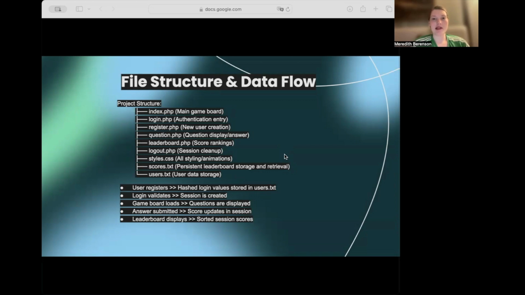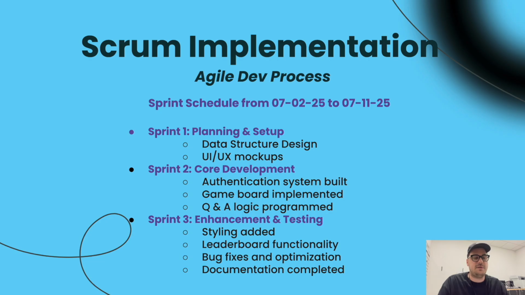The leaderboard is handled in leaderboard.php. This page reads all user scores from the file, parses them, and sorts them in descending order to display the rankings. Scrum implementation. So we used the agile development process, and our sprint schedule was from July 2nd until July 11th.